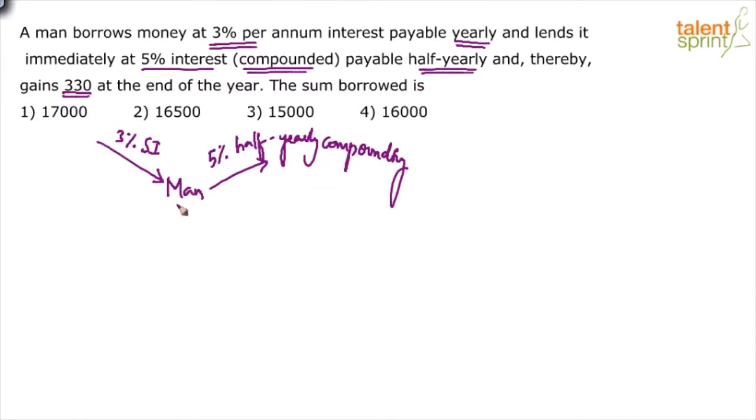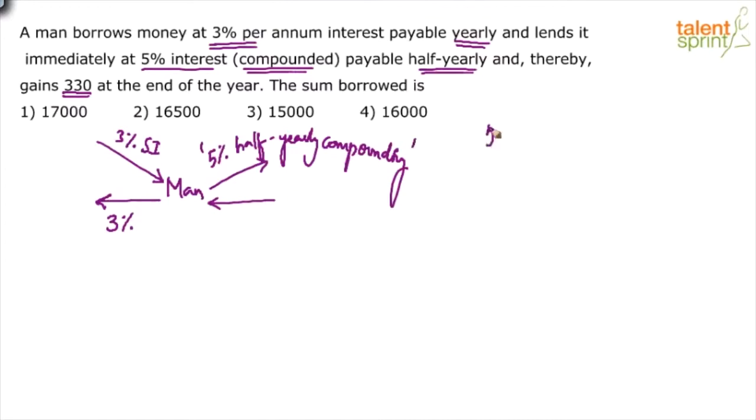See, what he will have to pay at the end of the year to this person is 3%. Yes or no? He has borrowed something at 3%, right? So at the end of the year, he'll pay 3%. What he will get from this person who has accepted money at 5% half yearly compounding is how much? See, you have to use the concept of effective percentage. Now it's all about doing this. If you can find out how much is the effective interest that he would gain here in terms of percentage, you are done. So we'll be using the concept of effective percentage that we have discussed in the topic of simple and compound interest here, right?